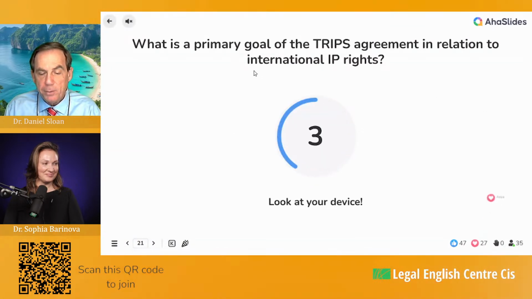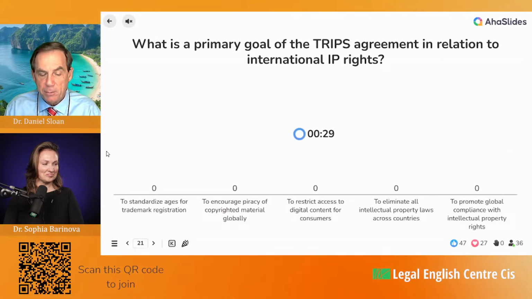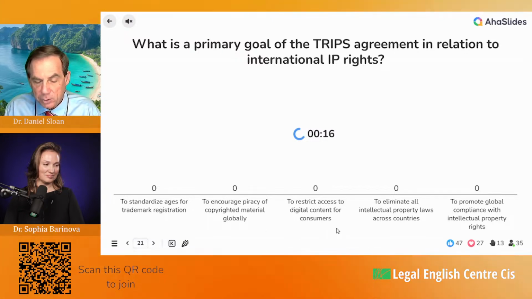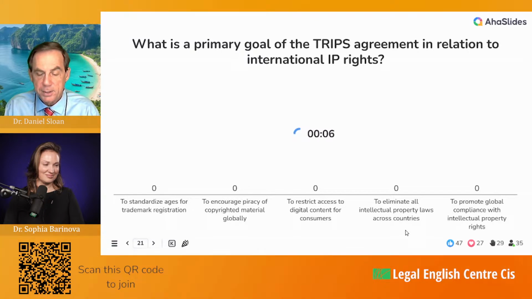What is a primary goal of the TRIPS agreement in relation to international IP rights? To standardize ages for trademark registration, to encourage piracy of copyrighted material globally, to restrict access to digital content for consumers, to eliminate all intellectual property laws across countries, or to promote global compliance with intellectual property rights.